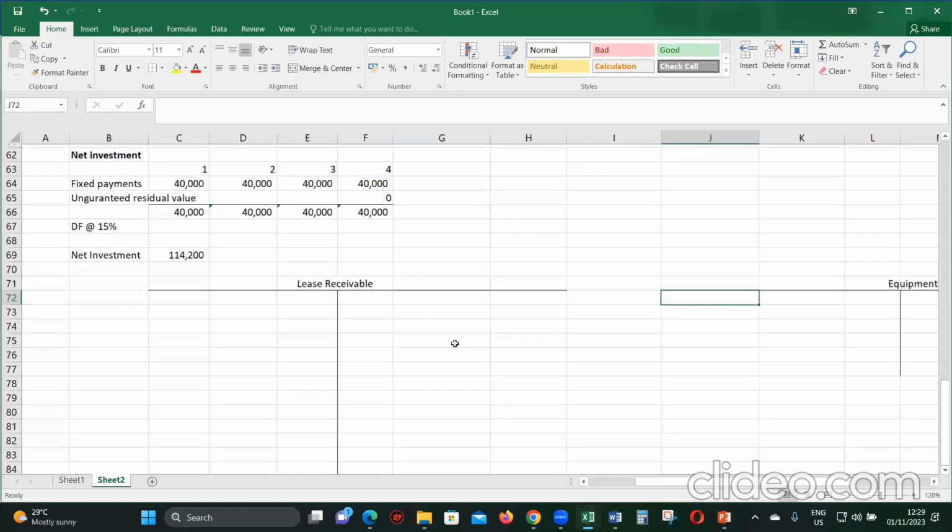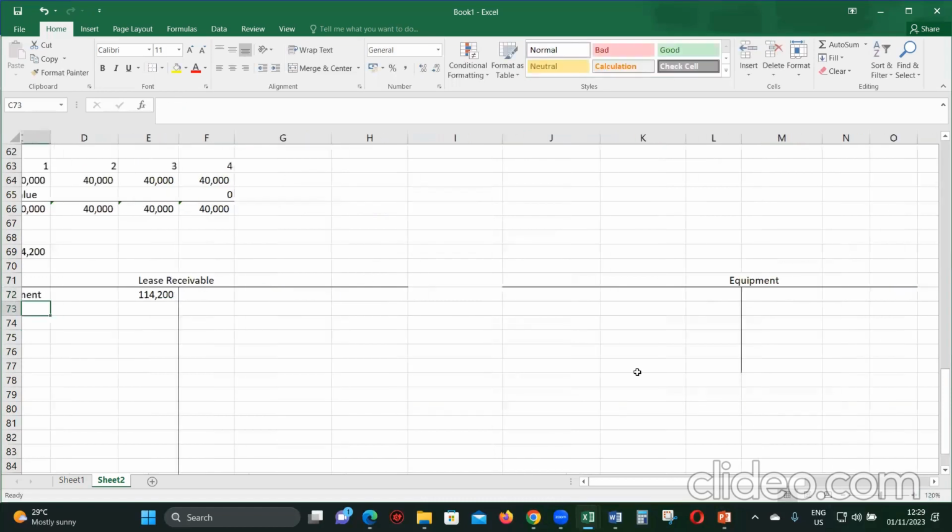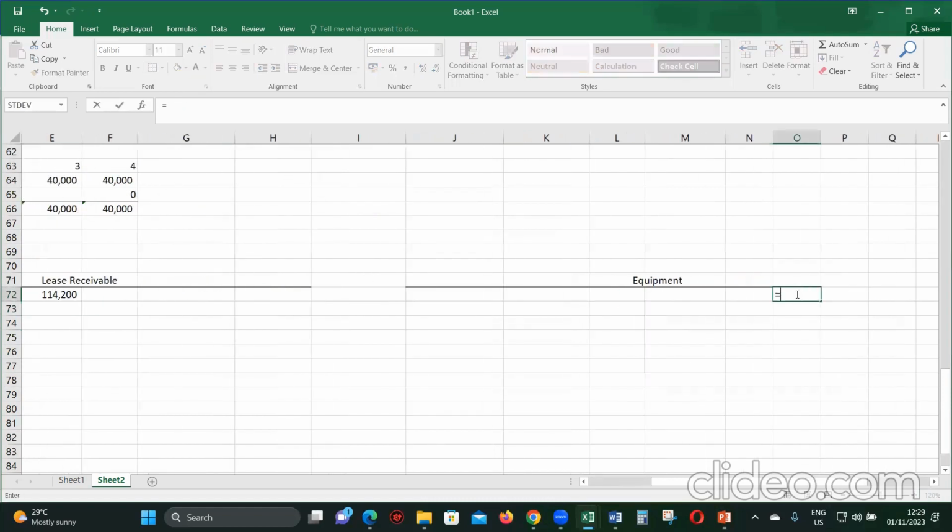Okay. Now what is the first step? We can record this net investment, right? Lease receivable. It is an asset. Asset means debit, 114,200. Equipment account credit, 114,200. This equipment account is temporary.